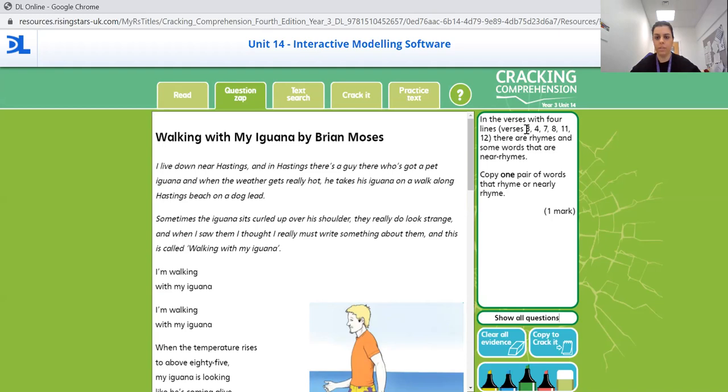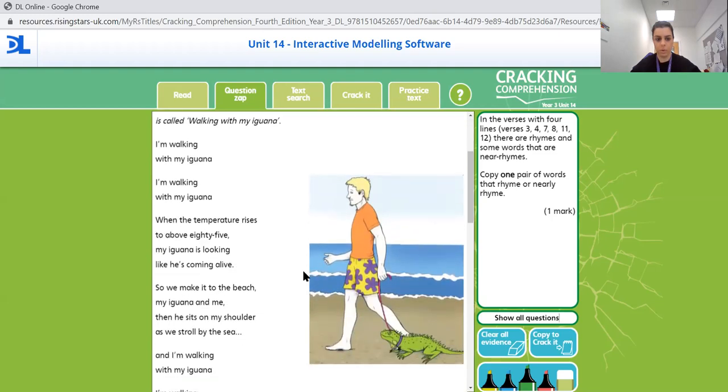Now this is saying in verses 3, 4, 7, 8, 11, and 12, there are rhymes. So if we look at verse 3 and 4, I'm going to get a highlighter. When the temperature rises to above 85, my iguana is looking like he's coming alive. Remember, I said a rhyming word is when the ending sounds similar. And it's normally called rhyming couplets when it comes in two. So rises, 85, looking, and alive. Now I can hear when I say it that 85 and alive sound quite similar. So they are my rhyming couplets. So those two work. So 85 and alive could be the pair of words that rhyme or nearly rhyme.